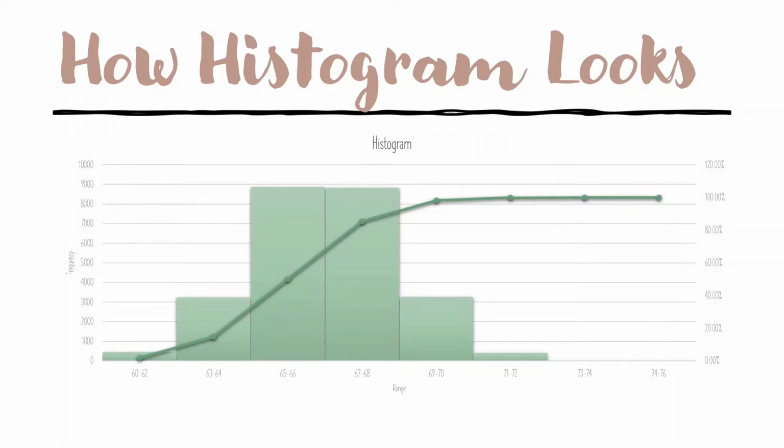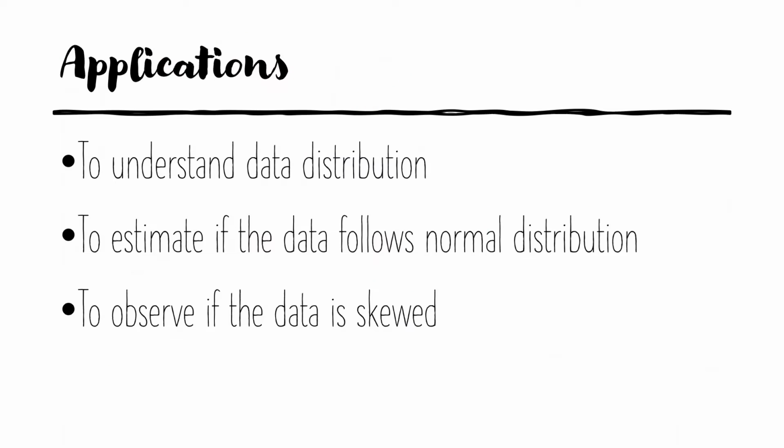So you will see that on the y-axis is the frequency and on the x-axis is the range, and the bars represent how many times that particular event has occurred. And it gives a very good representation of the distribution of the data. This is very important to understand data distribution, to see if the data follows the normal distribution, because a lot of analysis assumes that your data is normally distributed, and to observe if the data is skewed.